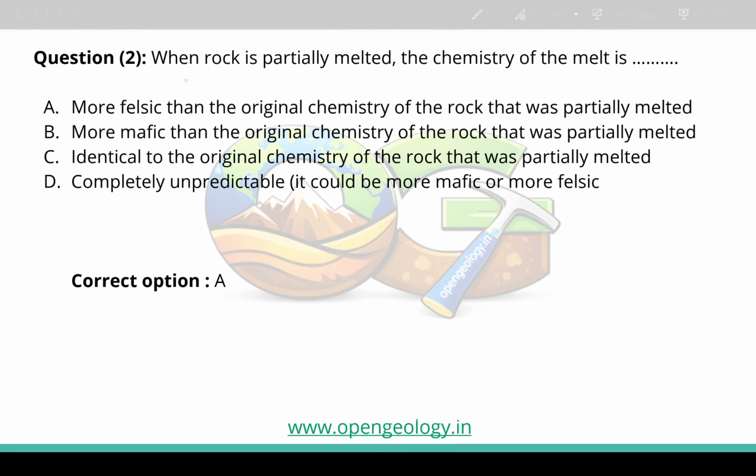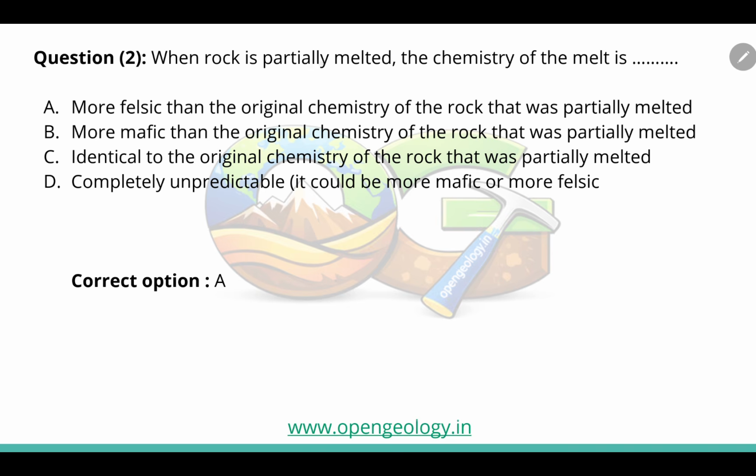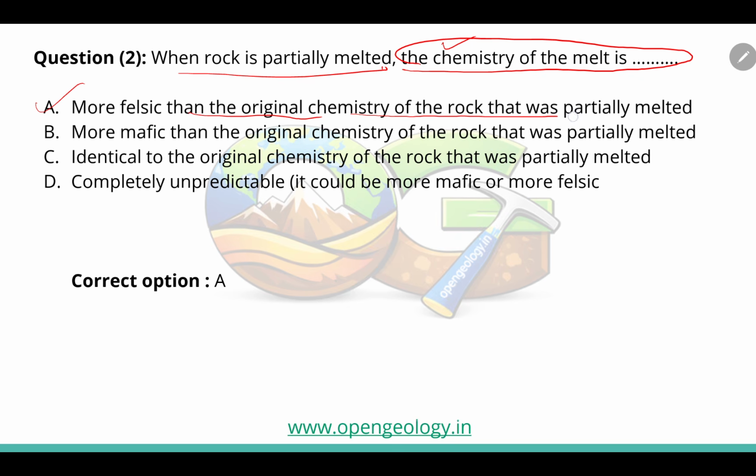Then the second question is, when a rock is partially melted, what will happen to the chemistry of the melt? So it will become more felsic than the original chemistry of the rock that was partially melted. Now why this happens is because whenever the melting happens, the first minerals that will be melted are SiO2, sodium, potassium or aluminium rich.